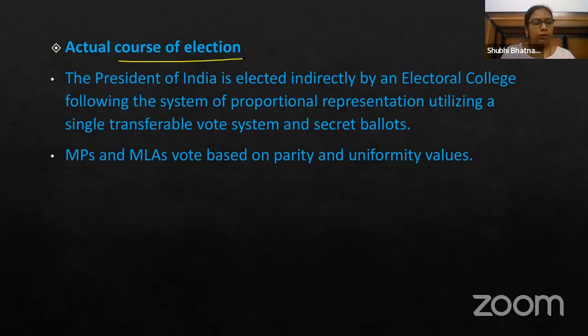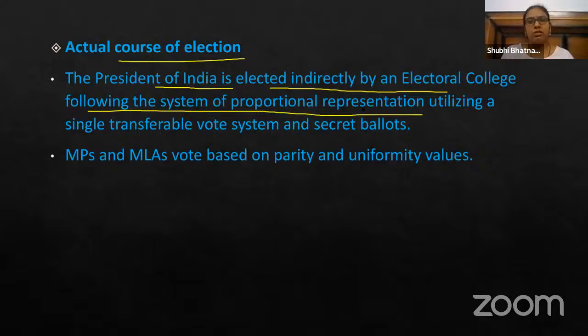Now, what is the actual course of election? Okay, so the actual course is that the president of India is elected indirectly by an electoral college following the system of proportional representation, utilizing a single transferable vote system and secret ballot. Okay, so इसमें थोड़े terms हैं. Let me just try to explain those.